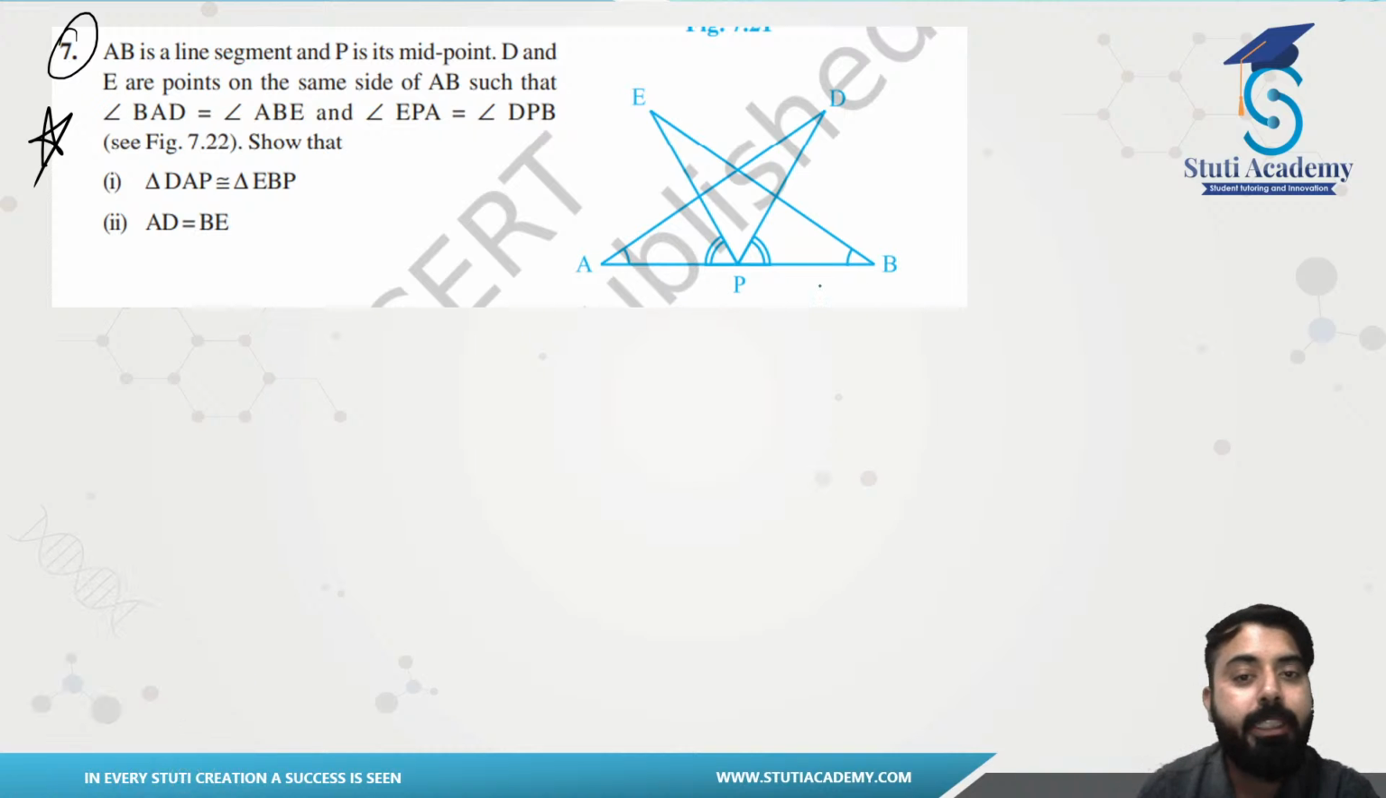AB is a line segment. P is the midpoint of AB, such that this portion is equal to that one.